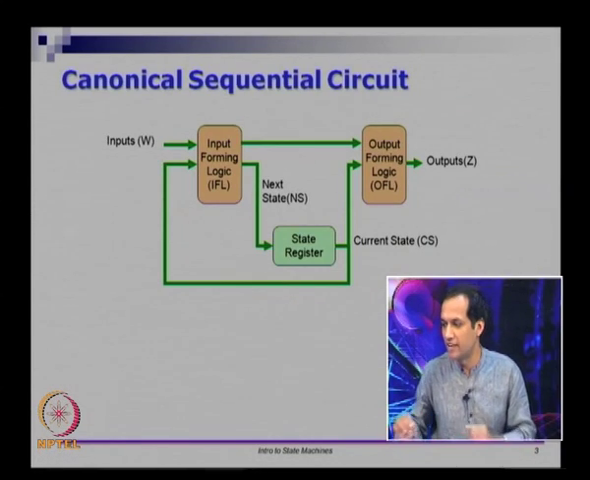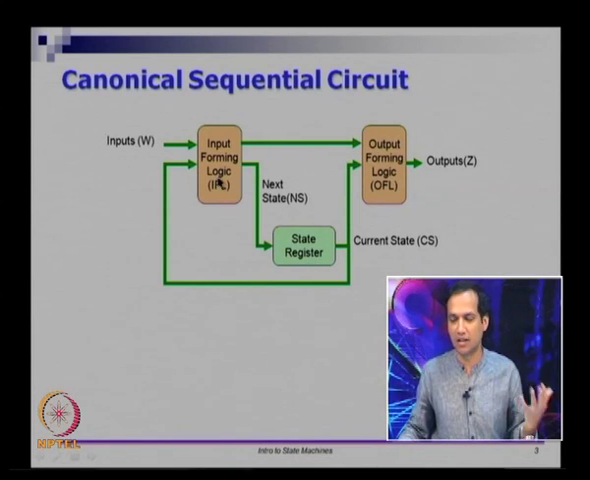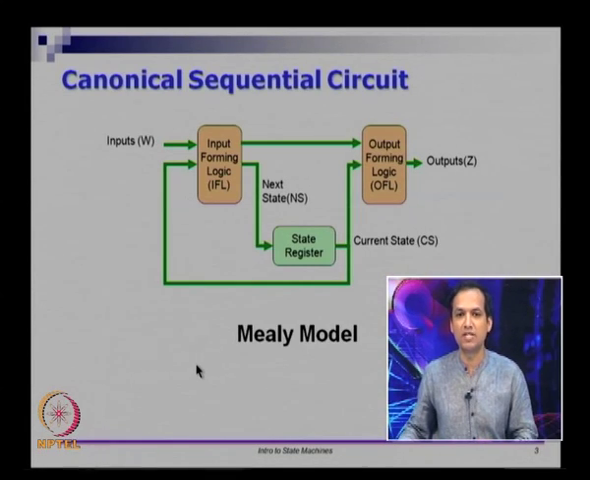So, we will talk about various variations of these canonical circuits later, but as of now just remember that there is something called a state register which has n flip flops, there are 2 combinational blobs, the outputs come both from the input and the current state, and the next state is derived from the current state and the inputs, and such a machine model is called a Mealy machine model. So, it is named after a person, it is called a Mealy model.